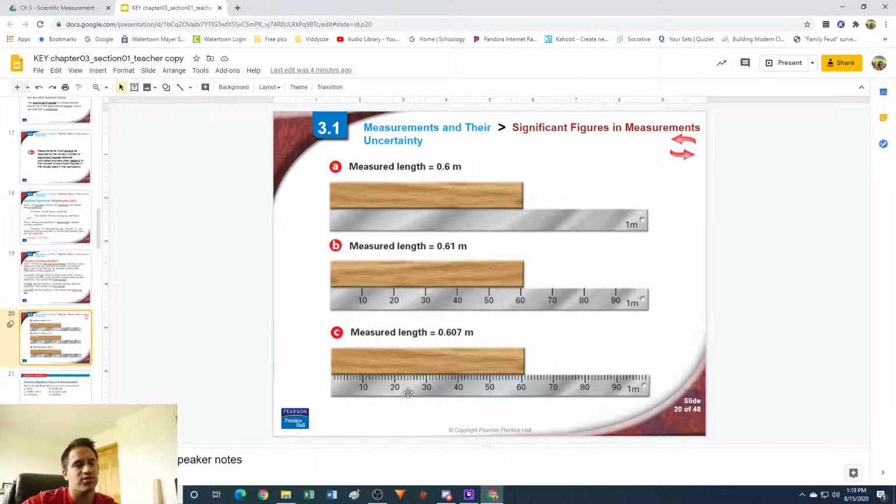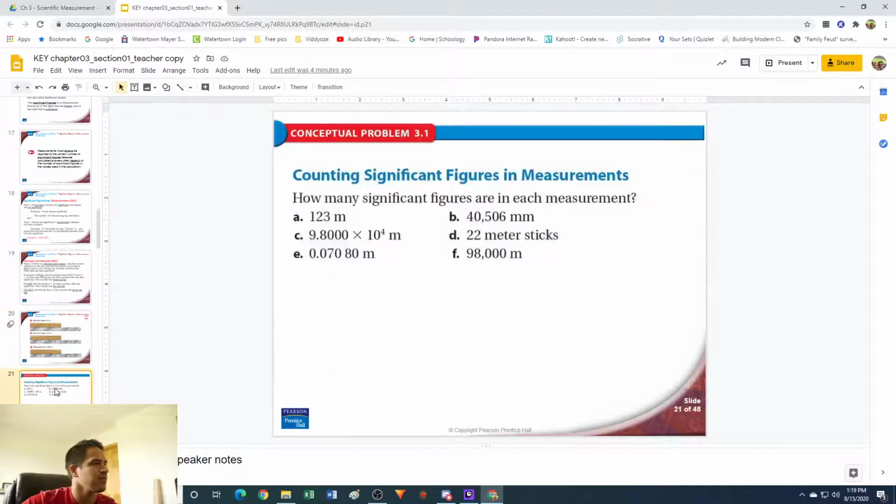So the significant figures really tell you how precise your measurements are, and it's important to make sure you use the right number of sig figs when making measurements. All right, so here's just some quick practice, just counting the number of significant figures in a measurement. We're going to go through 3 of these.